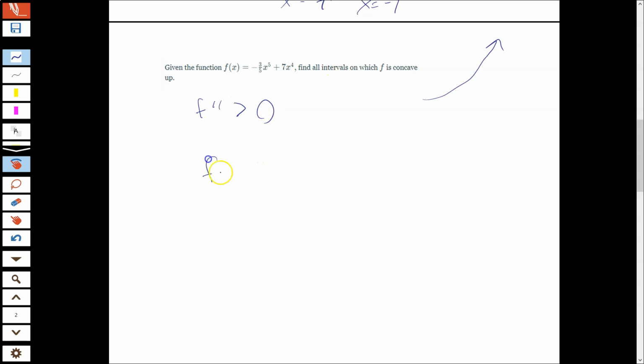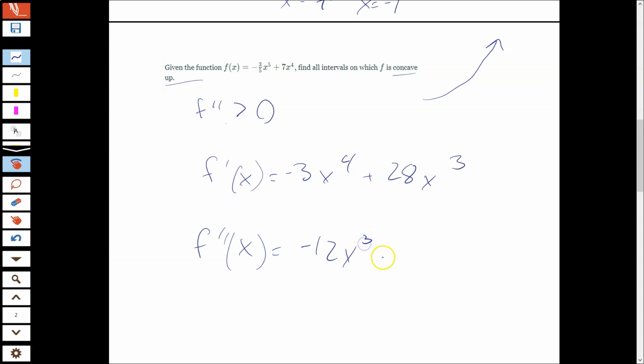Okay. So we'll start by finding the derivative. By the way, I will give you a cheat sheet with all of these facts, such as concave up means that the second derivative is positive, at the end of the lesson here. My derivative is going to be 5 times negative 3/5 is negative 3x to the 4th plus 28x to the 3rd. Then my second derivative is going to be negative 12x to the 3rd plus, let's see, 3 times 28 would be 84x squared. Okay, so there's my second derivative. I'm going to set it equal to 0 because I'm looking for critical points.